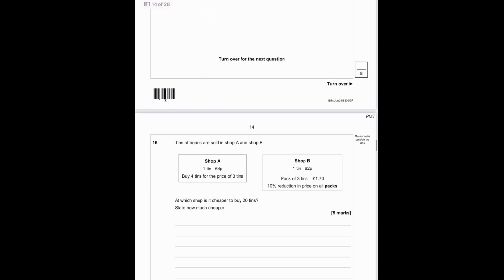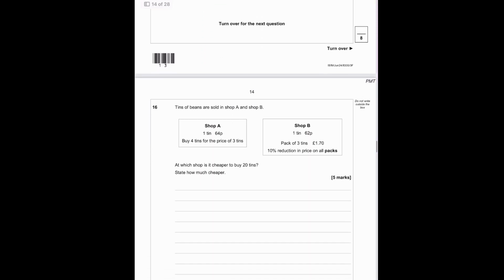Tins of beans are sold in shop A and shop B. At which shop is it cheaper to buy 20 tins? So if I buy 20 tins here, 1 tin is 64 pence, but I buy 4 for the price of 3. So if I want 20, I would buy 1, 2, 3 and get 1 free, and so on up to 20. So I would need to buy 15 tins. So it's going to be 15 times 64 pence.